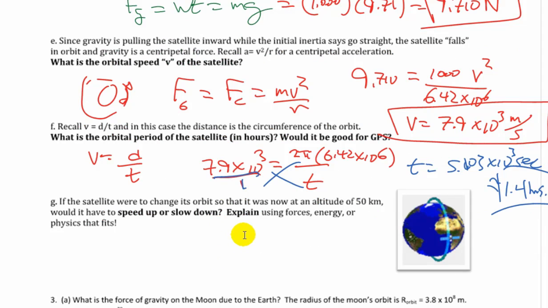Now how about this? If we were to change its orbit so that it is now at an altitude of 50 kilometers, would you have to speed up the satellite or slow it down? So we want to go further away from the Earth. So let's try to think about it.